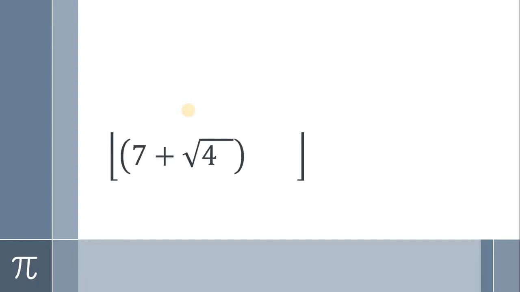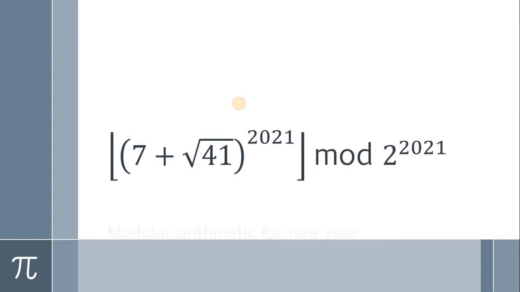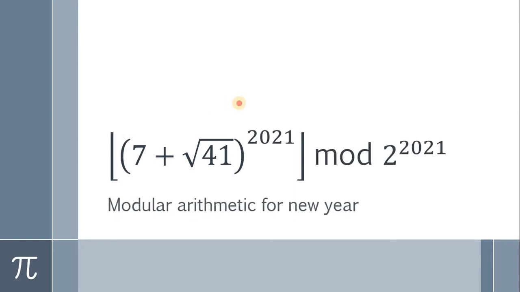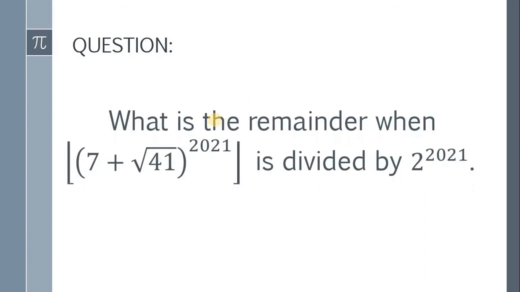Good day everyone. Let's try to answer this number theory problem. So let's start. Here's the question. What is the remainder when the floor of (7 plus square root of 41) raised to 2021 is divided by 2 raised to 2021? Now if you want to try this problem, just pause this video and if you're ready, here's the solution.